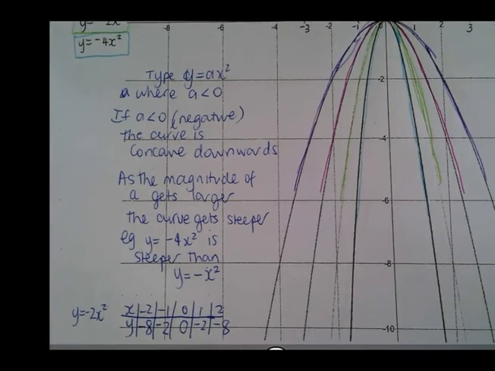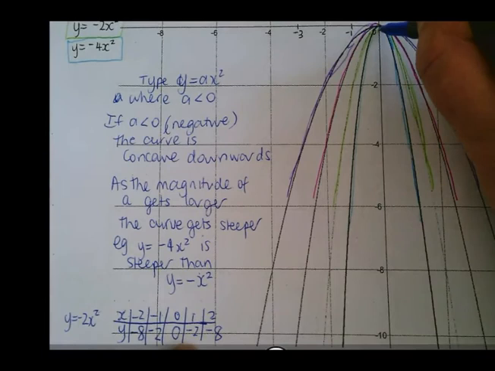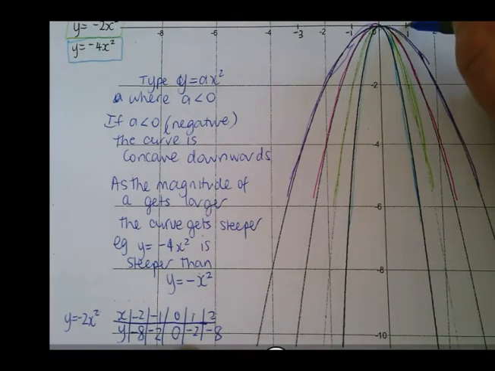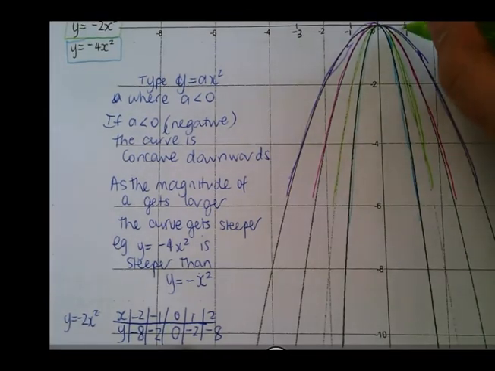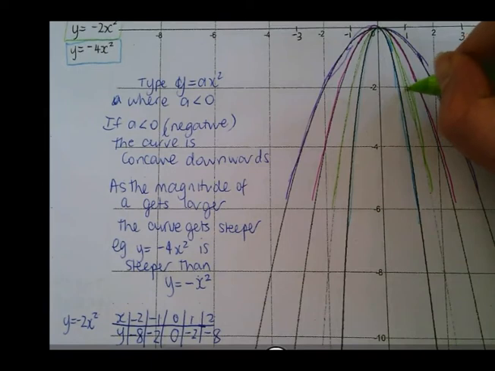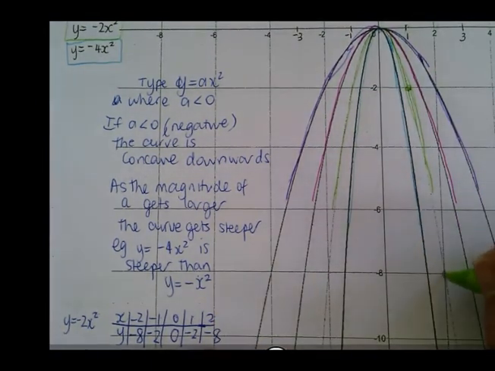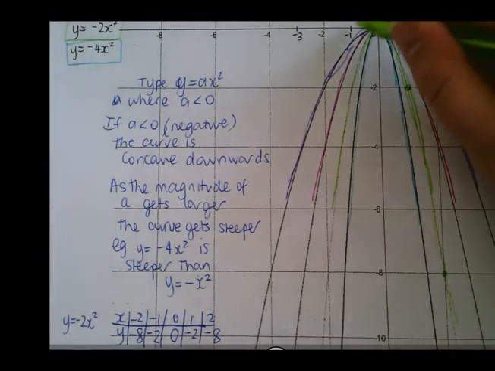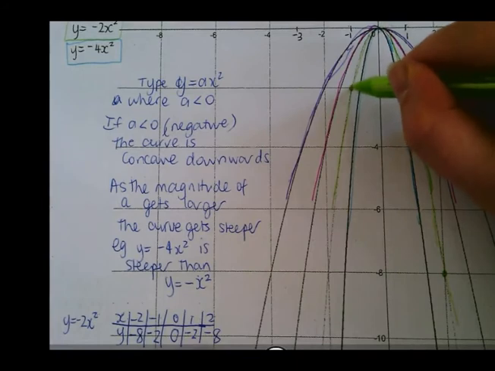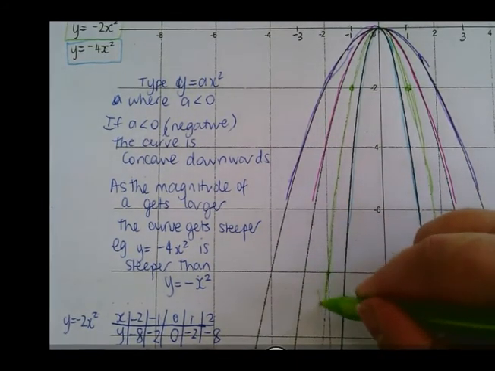If we try to sketch that, I've got 0, 0. I've got 1, negative 2, which is a green one. See, 1, negative 2 is here. And 2, negative 8 is down there. Okay? And negative 1, negative 2 is there. And negative 2, negative 8 is down there.